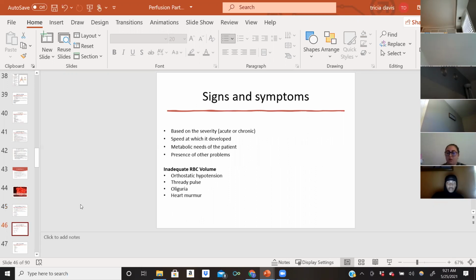So the signs and symptoms that we see of these different anemias are always going to be based on, first of all, the severity. So is it an acute issue or a chronic issue? And then we're also going to see the signs and symptoms depending on the speed at which it developed. The metabolic needs of the patient are also going to have an effect on the different signs and symptoms that we see. And then any other problems or comorbidities that we have will also have an effect on those generalized signs and symptoms.